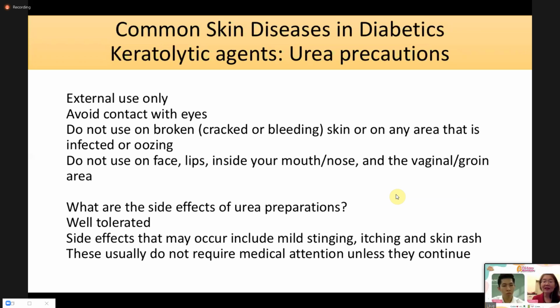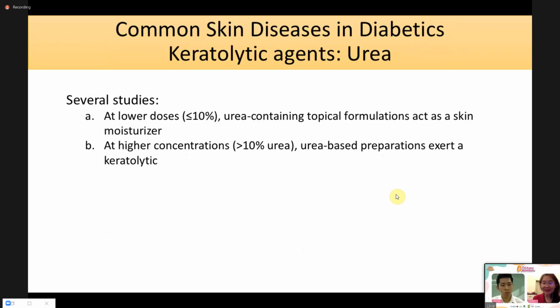So, what are the side effects of urea preparation? Of course, in this world, there's no 100% no side effect. But urea is in general quite well tolerated. The most common side effect is stinging and itching, and most of them do not require any medical attention. But there are several studies showing that urea at a 10% dose actually acts as a moisturizer. If it's more than 10%, it acts as a keratolytic agent. So basically, it softens the skin.